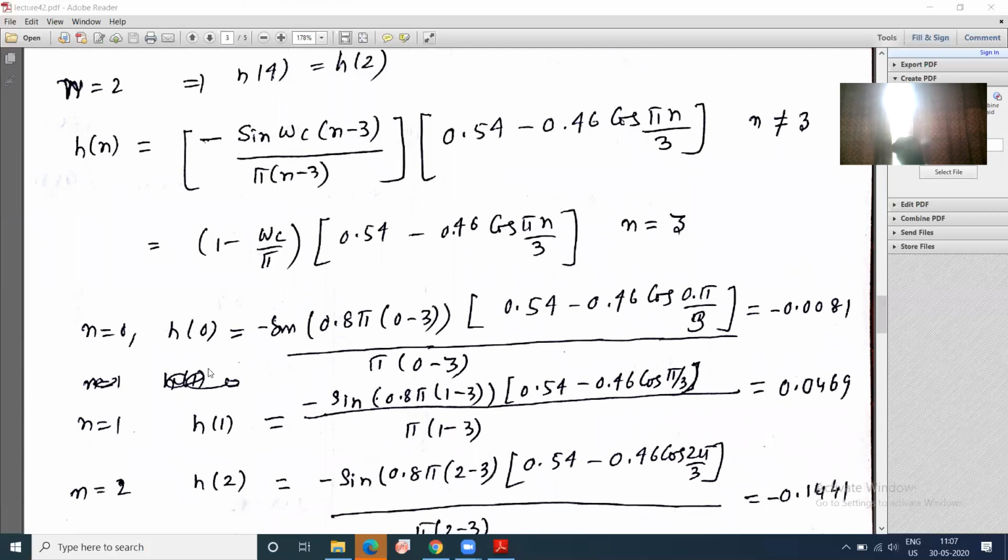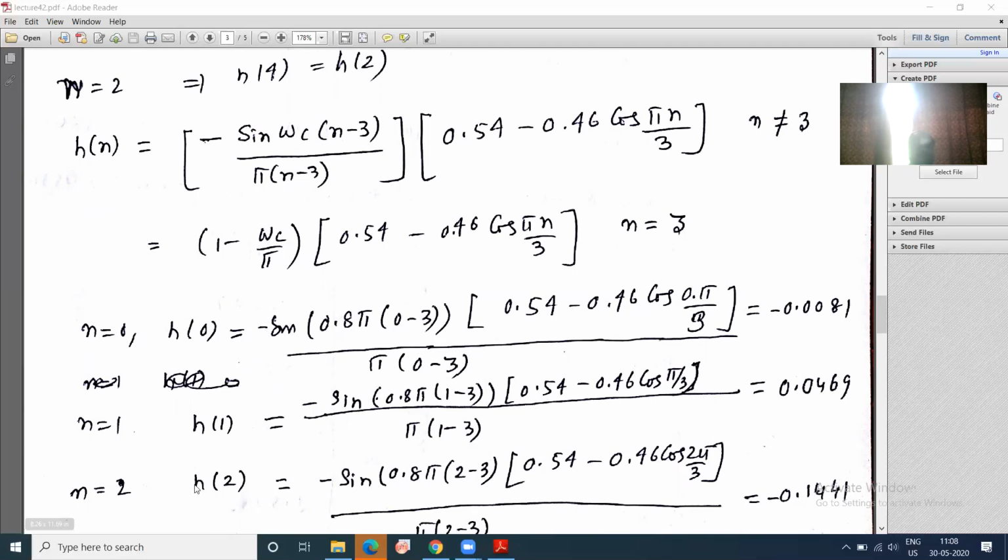Now you substitute, say, n equal to 0. If I substitute n equal to 0, then I will get h0 equal to minus sine of 0.85 times 0 minus 3, because omega c equal to 0.85 radians per sample, the digital cutoff frequency. So I have to substitute here, n equal to 0, so 0 minus 3, and this term will be substituted, and this is pi times 0 minus 3 because n equal to 0. If you calculate, you will get minus 0.0081.